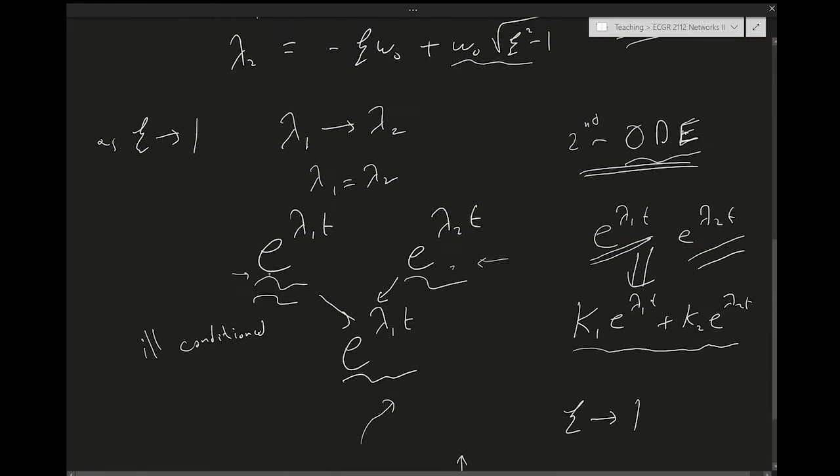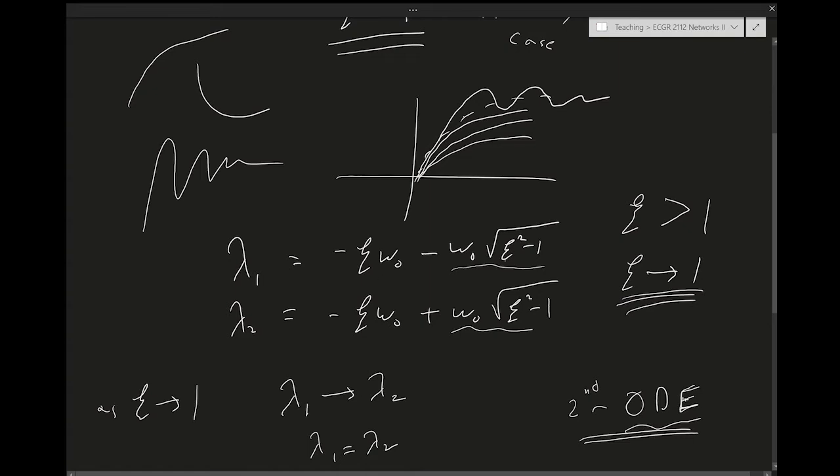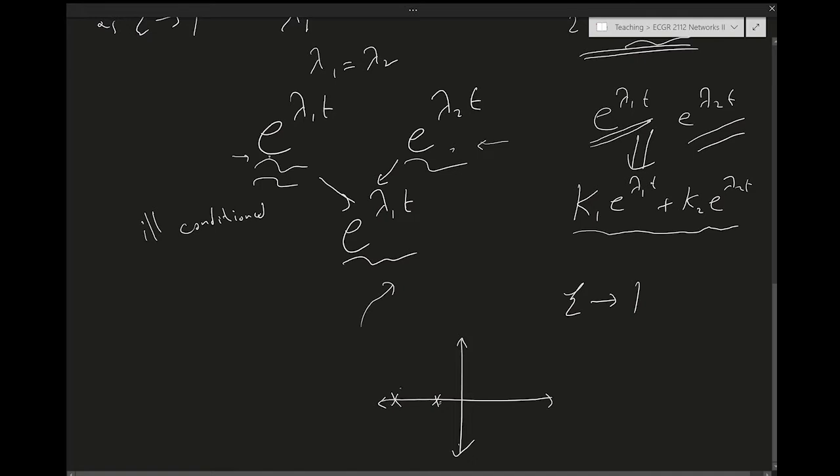The two solutions, lambda 1 and lambda 2, get closer to each other. This term and this term become closer to 0. 1 minus 1 is 0, right? So those two roots of the characteristic equation approach each other until they go on top of each other, right?